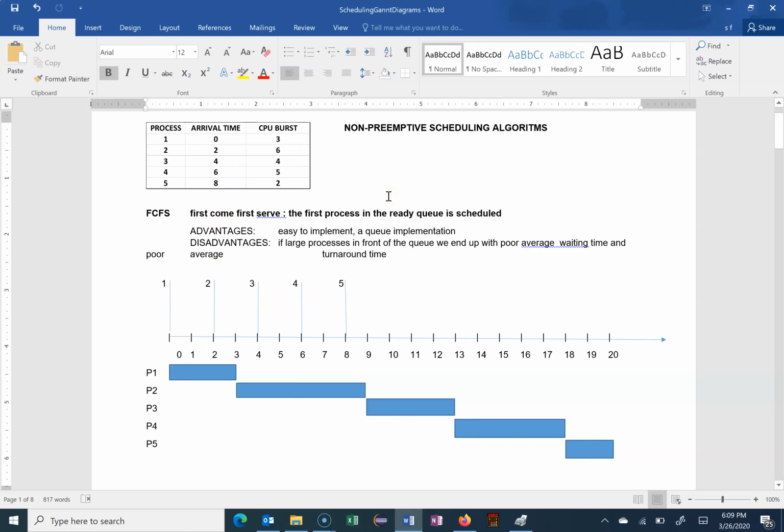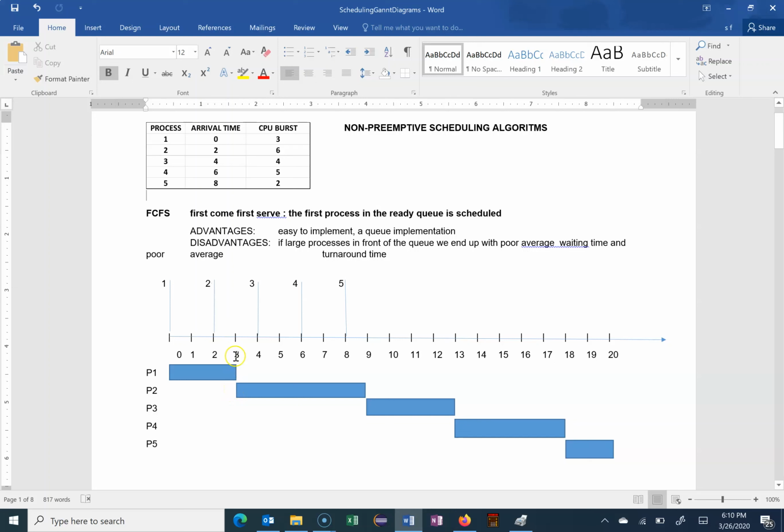We're going to start with first come first serve, which is a very easy and straightforward scheduling algorithm that says that if we have more than one process in the ready queue, the first process in the ready queue will be scheduled. So in our case, let's start at moment 0. We have process 1 in the ready queue. We consider that at moment 0, P1 is already there. So P1 will be scheduled. It has a CPU burst of 3 units, so it's going to execute from 1 to 3.